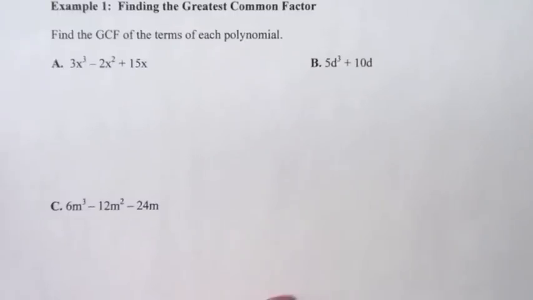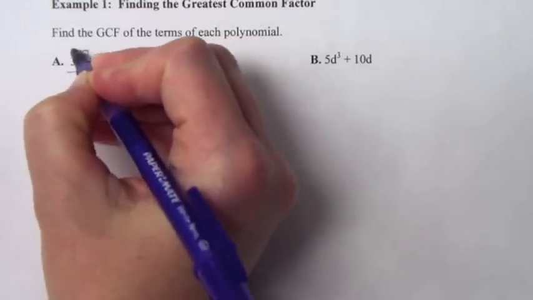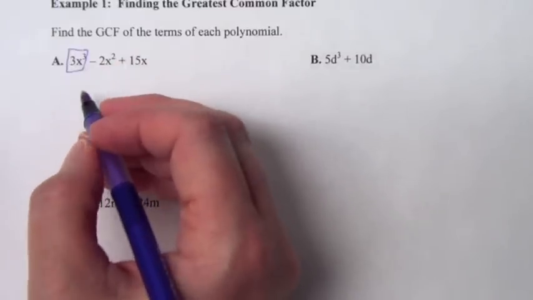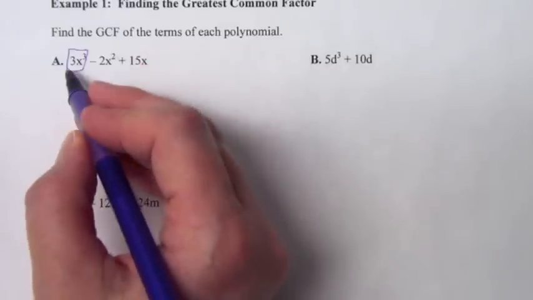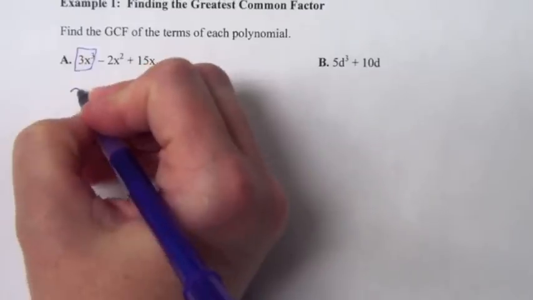To find the greatest common factor, you need to look at each monomial, or each term, individually, and write down its factors. If you have trouble writing out its factors, you can do a factor tree. 3 is pretty easy to do. Its factors are 3 and 1. I don't need to write the 1. I'm just going to write the 3.